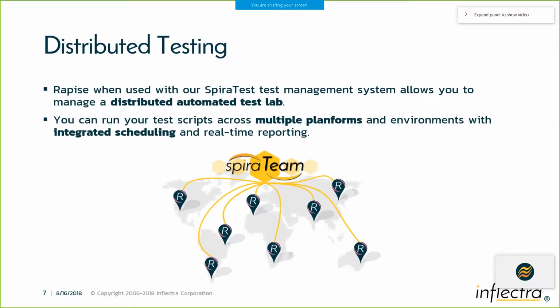The other thing you can do with Rapise is you can use it with our automation framework with our test management tool, SpiraTest, and that lets you run those same tests across different machines all over the world on different environments. They could be cloud machines or on-premise. So when you write your test, you publish it into our cloud environment, and then we can deploy that to an integrated distributed test lab for 24/7 automation.